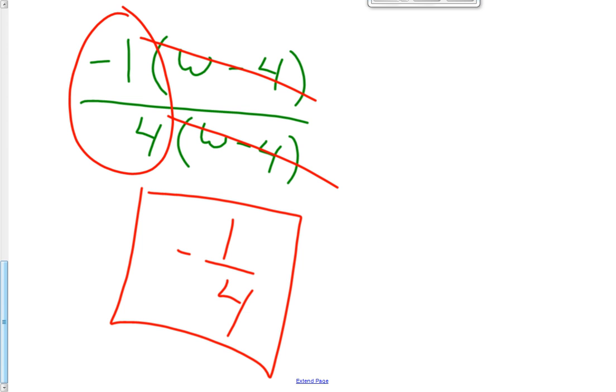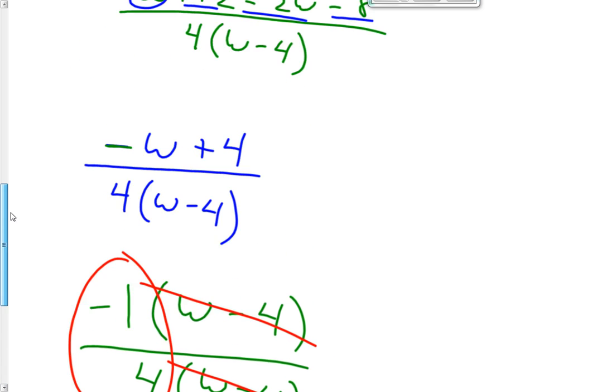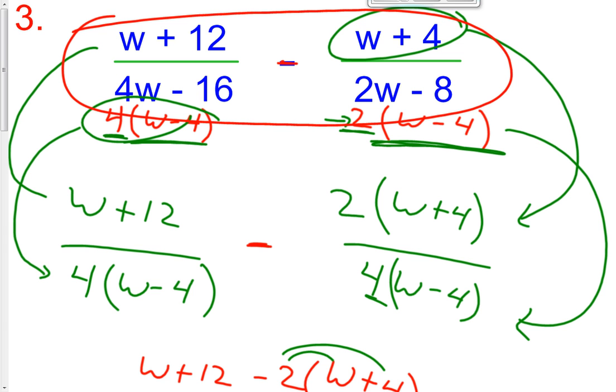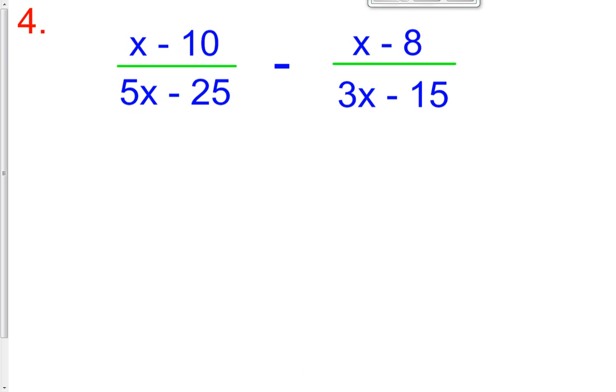We are simplifying. And notice how a negative 1/4 is much more simple than saying all of this garbage, is it not? So we're simplifying. It takes a lot of practice. Let's try another one at number 4.